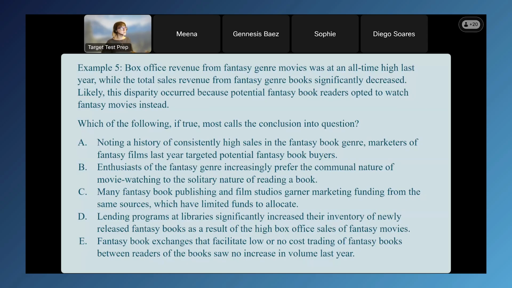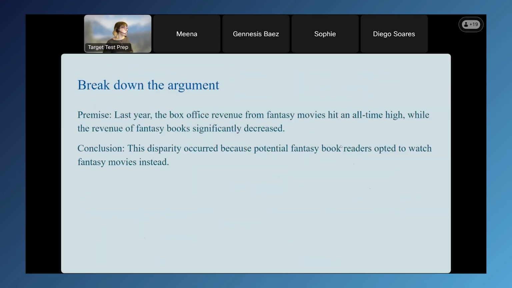Okay. Box office revenue from fantasy genre movies was at an all-time high last year, while the total sales revenue from fantasy genre books significantly decreased. Likely, this disparity occurred because potential fantasy book readers opted to watch fantasy movies instead. So this argument is pretty simple. Revenue from movies is at an all-time high, revenue from books significantly low, and the disparity, according to the author, occurred because potential fantasy book readers opted to watch movies instead.